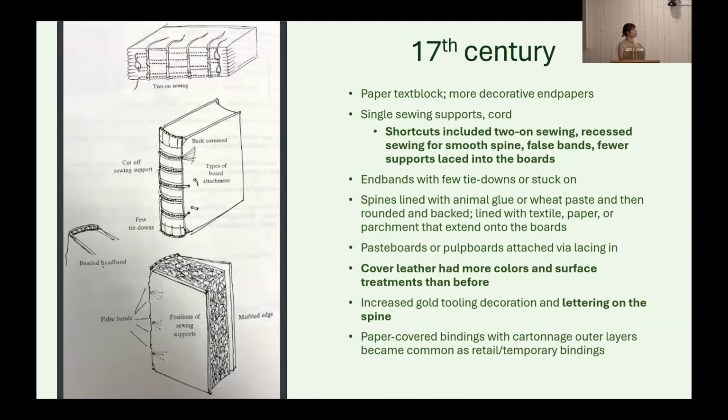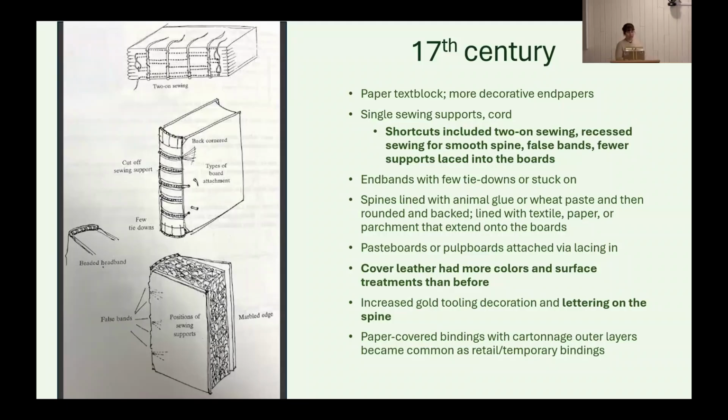You are beginning to see recessed cords, so notches are cut into the text block. And instead of those raised cords, the cords are now put into that recess to create a flat, smooth spine. But because people have a notion of what a book should look like, the binders are now creating false raised bands. So on the spine piece, they're creating the shape of what used to be a raised cord and it's no longer. So there's an adjustment for what people are expecting without actually putting in that resource addition. And then you also have fewer supports being placed into the board. So some of them are being cut at the shoulder.